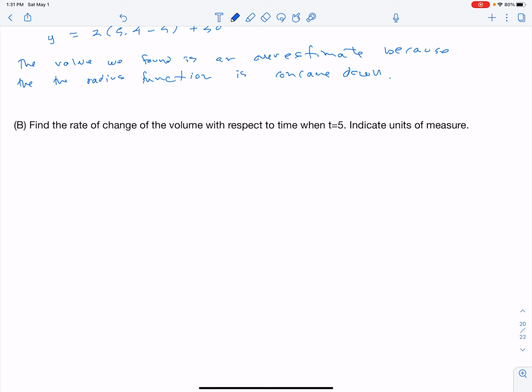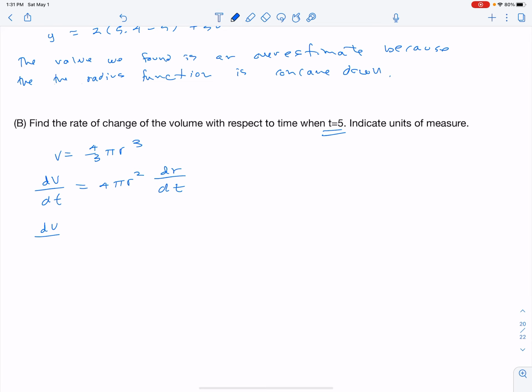Find the rate of change of the volume with respect to time. Okay, so again, we know that our volume is 4/3 pi r cubed. We're going to do this with respect to time. So we get dV/dt equals 4/3 times 3 is 4, so 4 pi r squared dr/dt. And we are going to evaluate this when t equals 5. So let's plug in our stuff here.